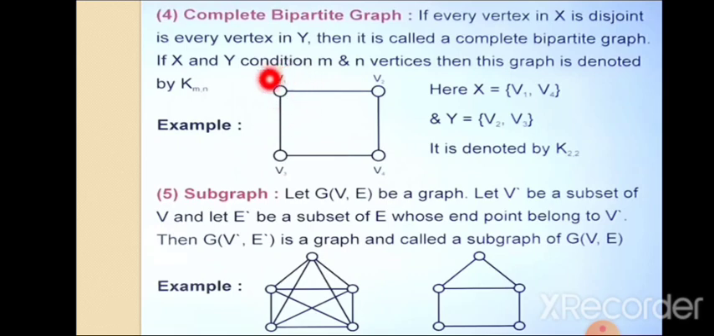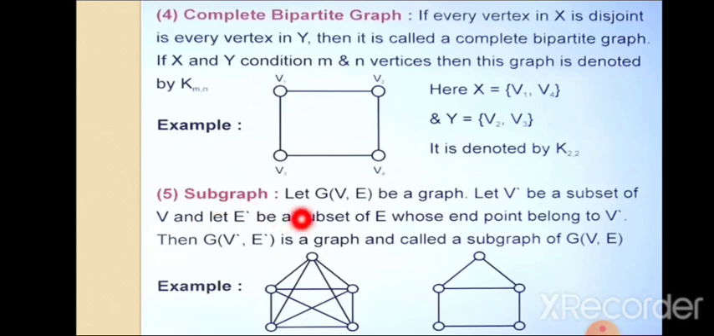Now if v1 belongs to X, then this means that v2 and v3 will belong to Y, and so v4 will belong to X. Now we see that v1 is connected to v2 and v3, and v4 is also connected to v2 and v3. This means that every vertex of X is connected to every vertex of Y. So it is a complete bipartite graph, and it is denoted by K2,2, where 2 is the number of vertices in X and the other 2 is the number of vertices in Y.